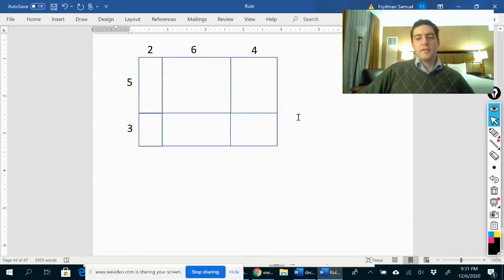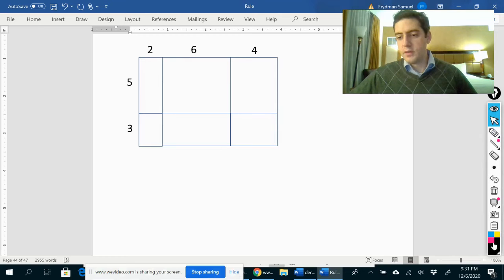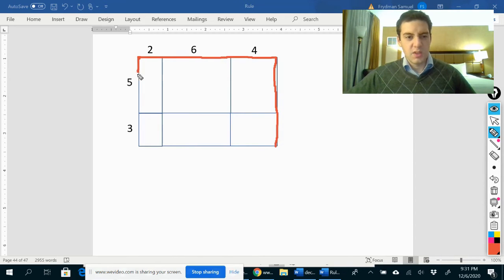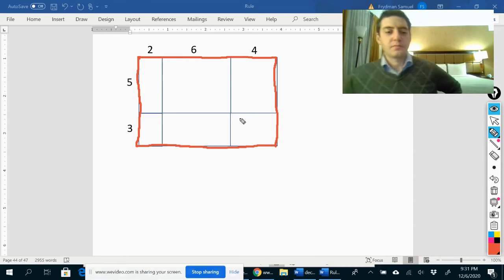Okay, so now we have a larger rectangle, but again, we're going to calculate the area of this rectangle in 2 different ways. First of all, which rectangle am I talking about here? I'm talking about this rectangle. Okay, I'm not doing such a great job of drawing over it, but hopefully you get the idea. Okay, what if I wanted to find the area of this red rectangle?